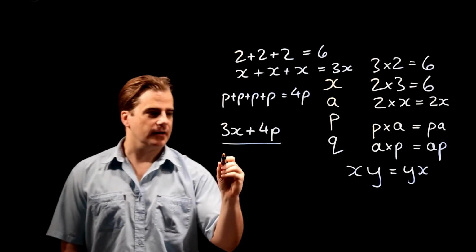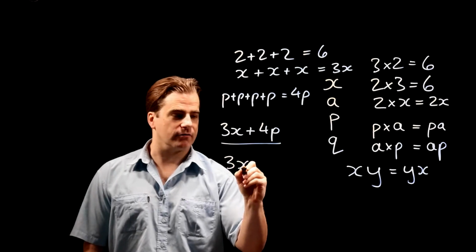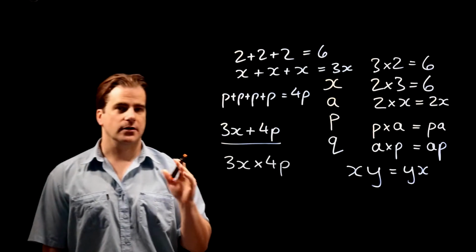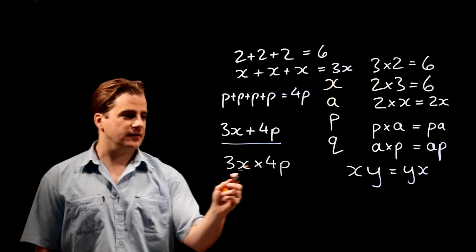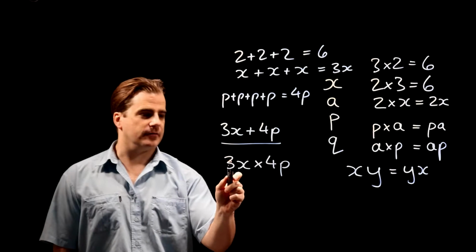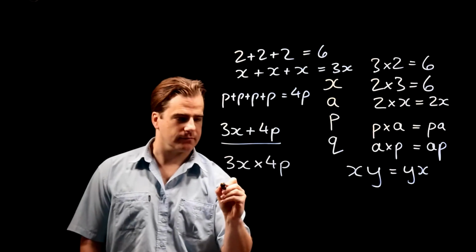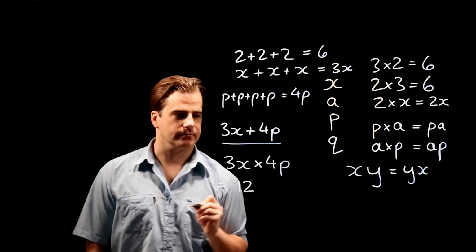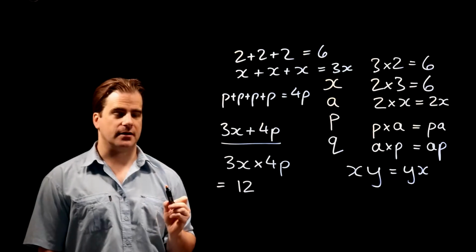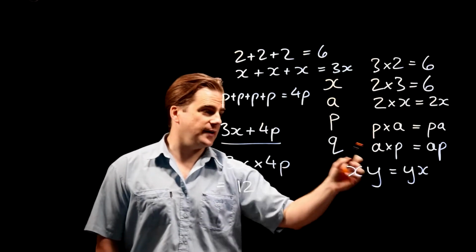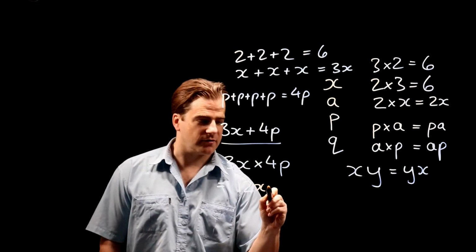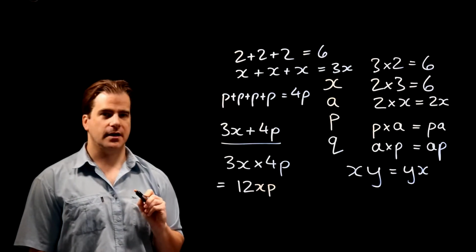However, if we were asked to multiply 3x and 4p, so 3x times 4p, you can. The way to do this, you start with the numbers and multiply them together. 3 times 4 is 12. And then you do x times p. You multiply the variables together. And as we've seen, x times p is just xp. So you would just write it as 12xp. Okay?